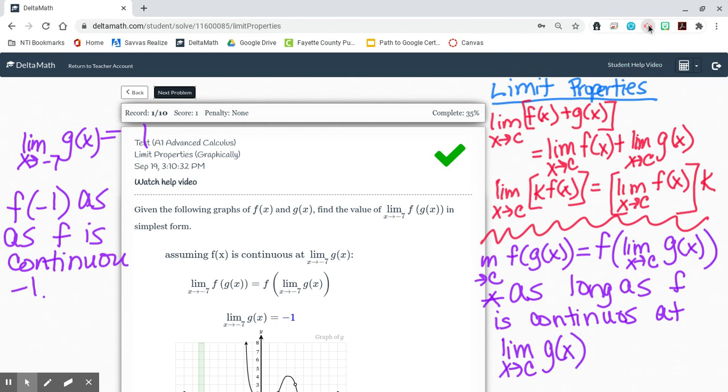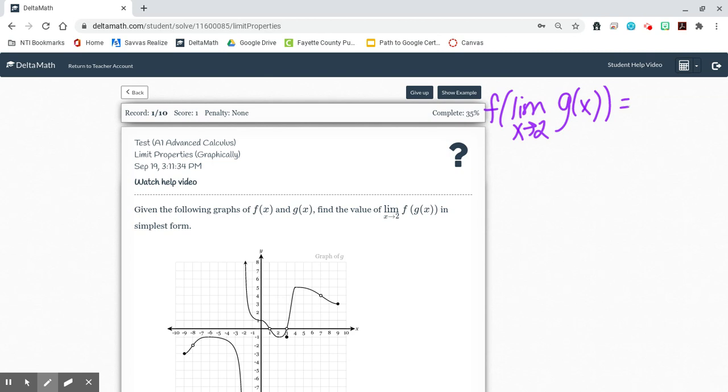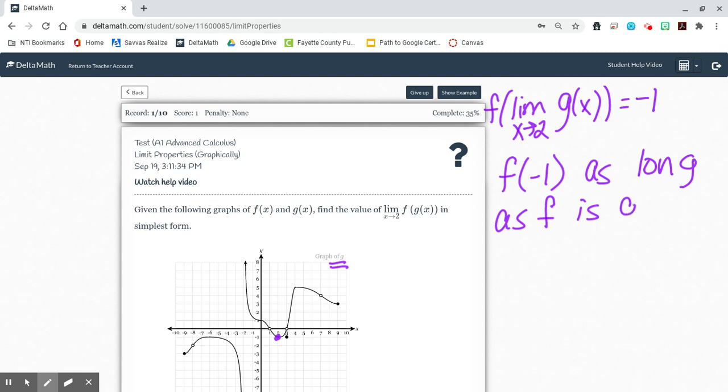Let me find another one. So here's another one of those. This time we're finding the limit as x approaches 2 of f of g of x. So that means I can find f of the limit as x approaches 2 of g of x, as long as f is continuous at that value. So as x approaches 2 on the graph of g, I'm getting the limit to be -1. So the limit of this composition will be f of -1, as long as f is continuous at x equals negative 1.